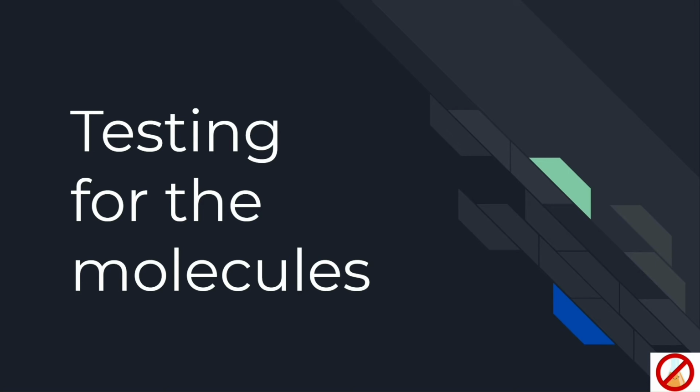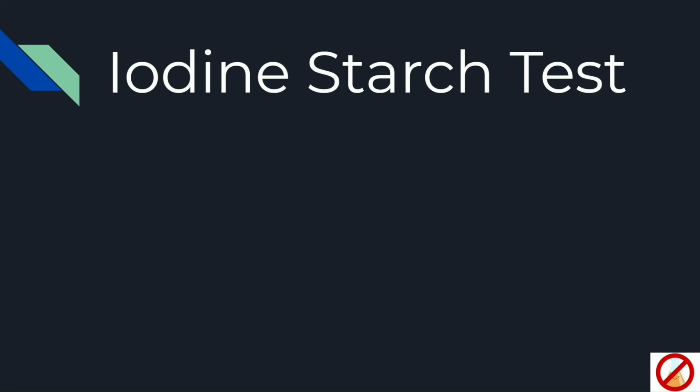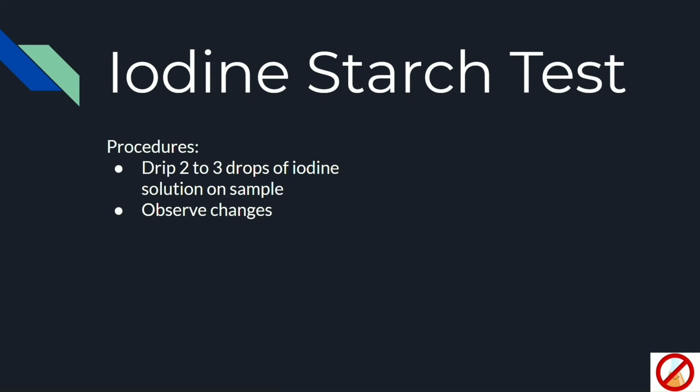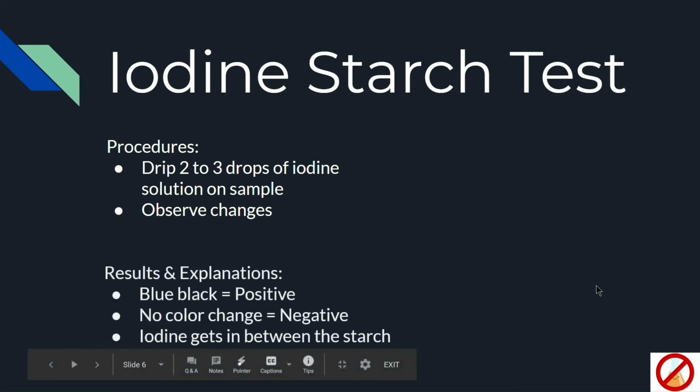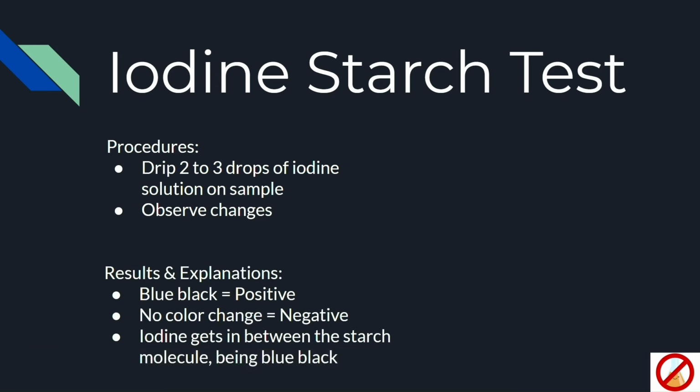It's really important that we know these tests so we can identify what kind of food has carbohydrate, starch, protein, for example. First of all, the test that's the simplest is probably the iodine starch test. The procedure basically means we have to drop 2 to 3 drops of iodine solution on our sample, for example, our rice. So we drop 2 to 3 drops of iodine and we observe the changes. The results are, basically, if the sample turns blue-black, it means that the sample contains starch. If there is absolutely no color change, that means it does not contain starch.